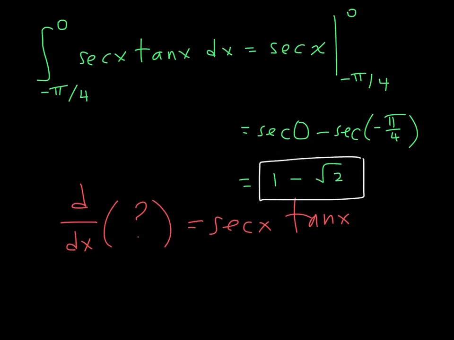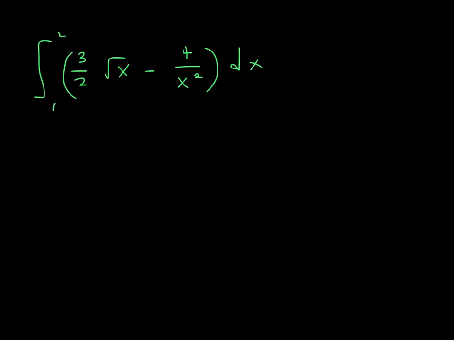This time around, let's evaluate the integral of 3 halves root x minus 4 over x squared. Let's put parentheses around this integrand, dx. And our lower limit will be 1, our upper limit will be 4. Okay, very good. So this is equivalent to the integral from 1 to 4 of 3 halves times x to the power of 1 half minus 4 times x to the power of negative 2. Okay?